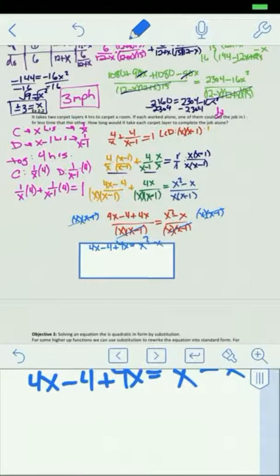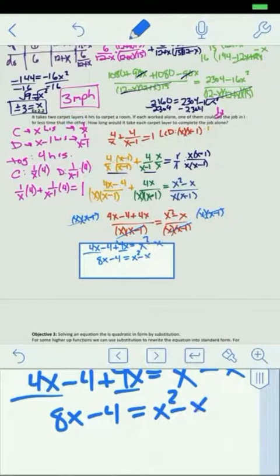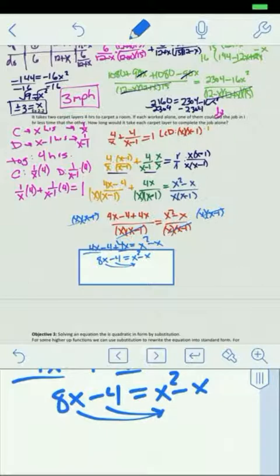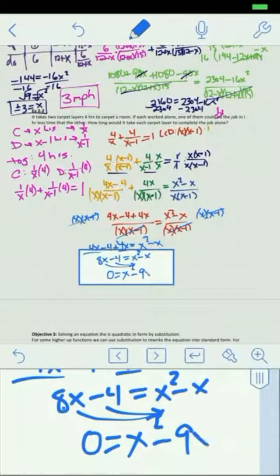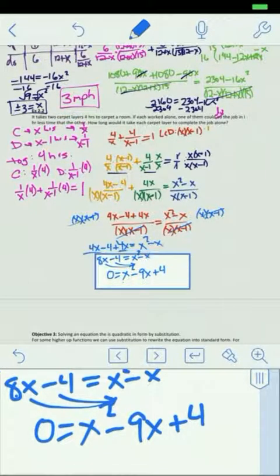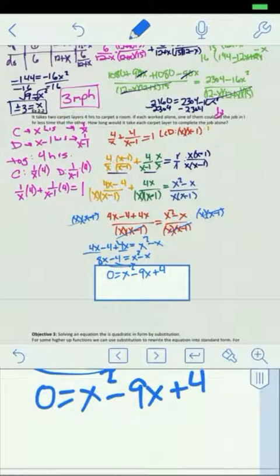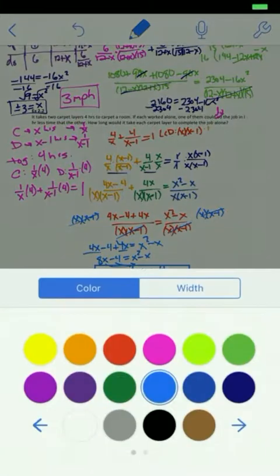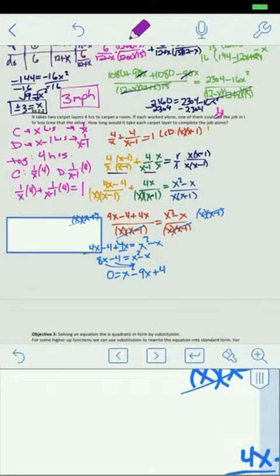Let's keep going. Got some like terms on this side. I get 8x minus 4 equals x squared minus x. Move those both over here. Get 0 equals x squared, take away 8x from x, you get negative 9x plus 4. All right, looking good. Alrighty, I don't think this one is going to work with factoring, unfortunately. Nothing I can see is going to multiply to 4 and add to negative 9. So let's use the quadratic formula. I know you guys hate that one. Completing the square would also work, but let's use the quadratic formula.